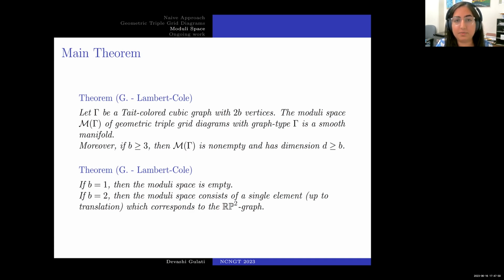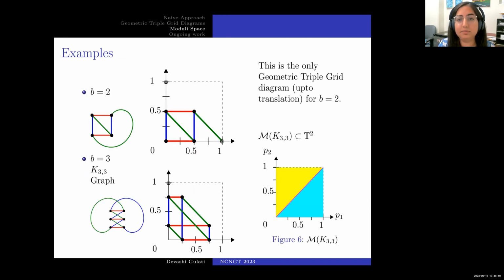This comes from the fact that we're essentially solving linear equations, and the degree of freedom is much more than the restrictions. In particular, if we have b equals 1, then the moduli space is empty. If b is 2, then it consists of only one element, which is the RP2 graph shown earlier. As you can see here on the left, for b equal to 2, we have the cubic Tate-colored graph. This is the only one that's possible. And it has only one geometric triple grid up to translation, which is in the center of the screen.